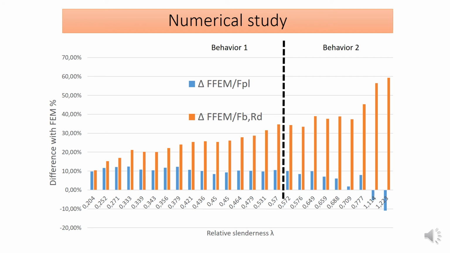On the contrary, the values obtained using the lateral buckling strength appear to be rather conservative, but we still propose to use them after a relative slenderness of 0.57, which is the frontier between behaviors 1 and 2 observed numerically. And finally, those differences for lateral buckling can be improved by using a more adapted lateral buckling curve.